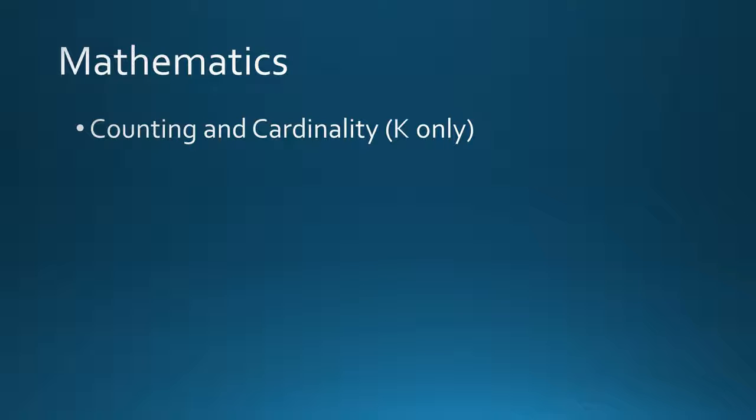Cardinality is the understanding of those numbers as quantities. So as they count and they touch one item at a time, the last number they say tells you how many are in that group, and being able to compare those groups with each other. Being able to say that 7 is greater than 3 because it has more objects than a group of 3.